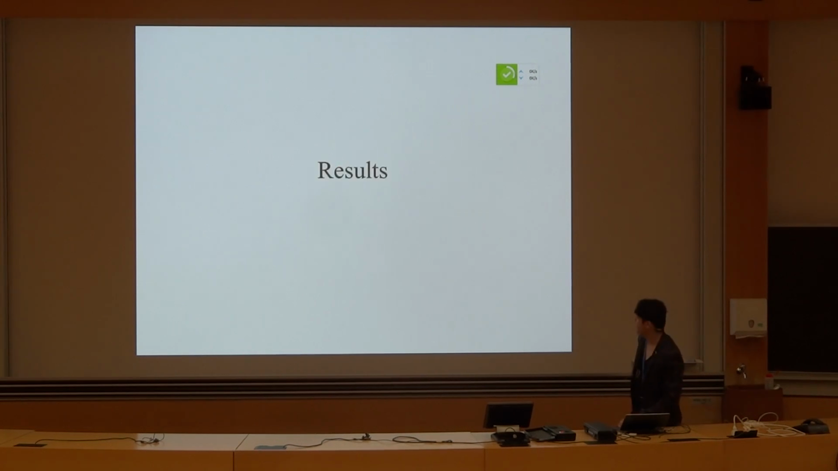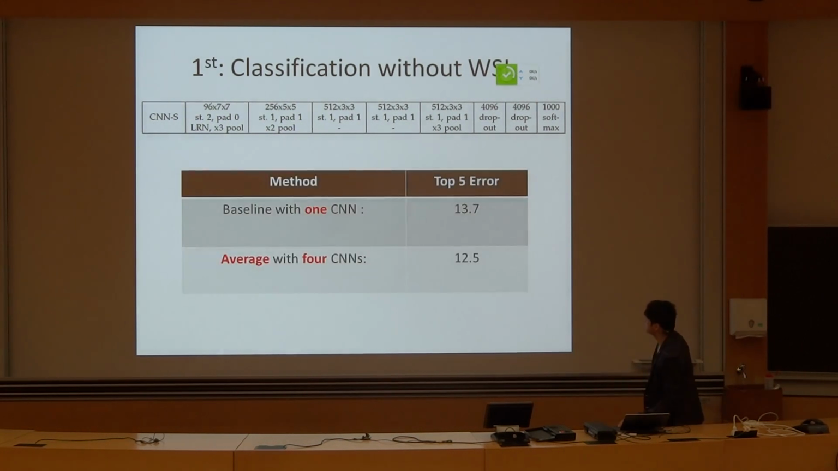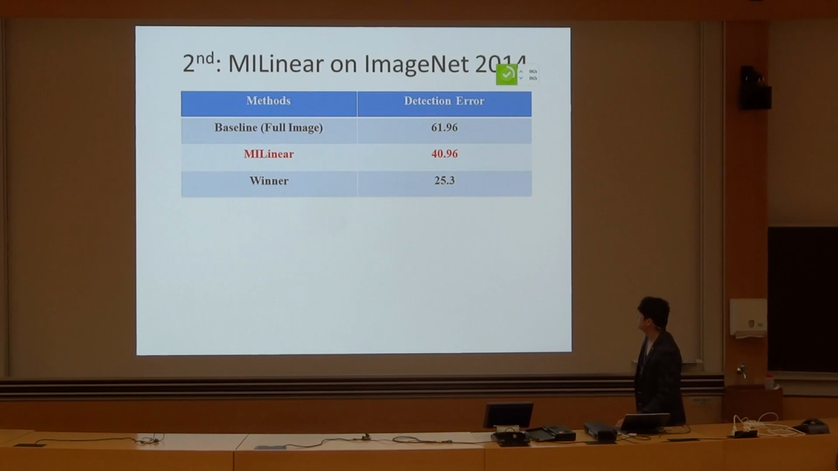Okay, so finally the results. Here we talk about the classification without the weakly supervised localization. We use a very shallow framework. Here are our results. The baseline with only one CNN is 13.7, and actually we have trained 4 CNNs. The average is about 12.5, a 1% improvement.